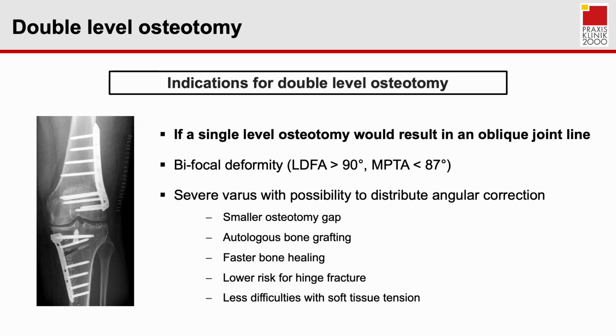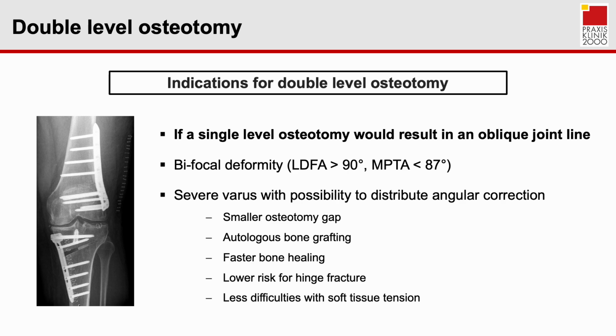So the main indication for a double-level osteotomy is basically if a single-level osteotomy would result in an oblique joint line. A good estimation for this is if your preoperative planning predicts an MPTA of 95 degrees or more. Another indication is of course a bifocal deformity with also a pathological LDFA, and you should think about a DLO in patients with a severe varus deformity where you have the possibility to distribute angular correction, because a DLO is actually a good thing for the patient.